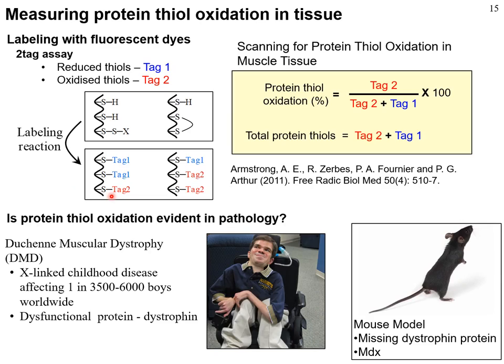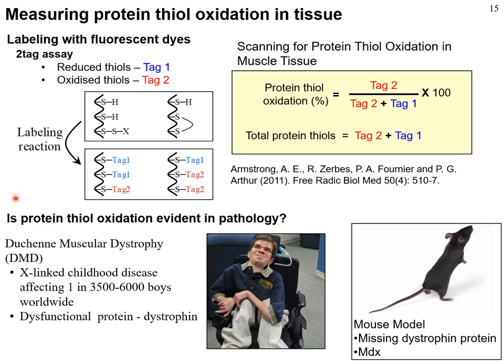These have different excitation emission wavelengths, so we can pick up what's actually happening to the oxidation state of the tissue by measuring the relative concentration. So if we have increased oxidation, for example, we're going to have increased fluorescent tag number 2. And so that means that we can look in tissue, and we've looked in muscle tissue, to work out how much protein thiol oxidation is occurring. And for that, we can just take the level of oxidized protein, so tag 2, over the total number of thiol groups in the tissue.